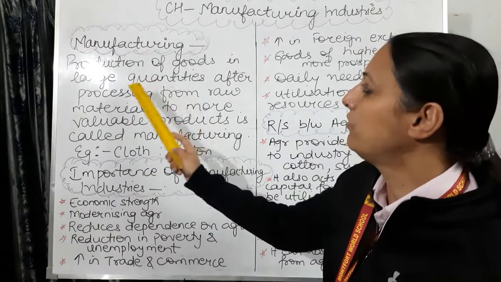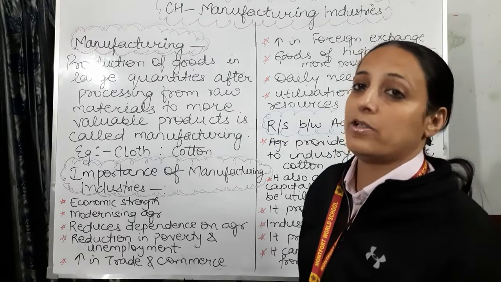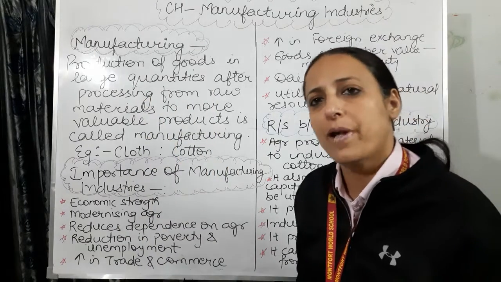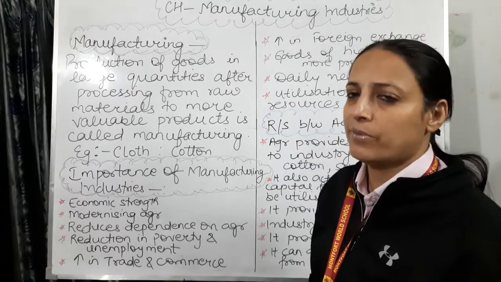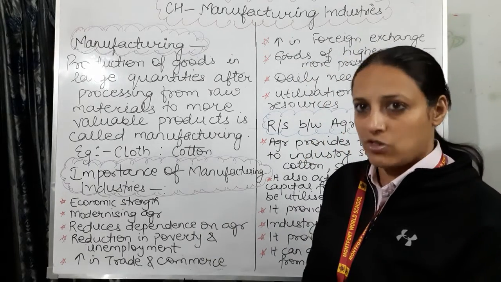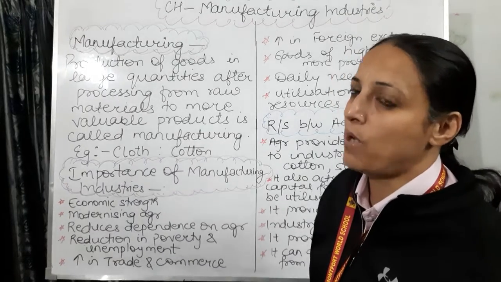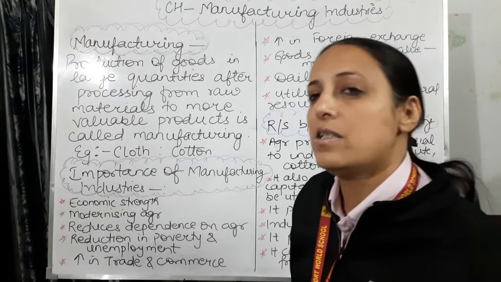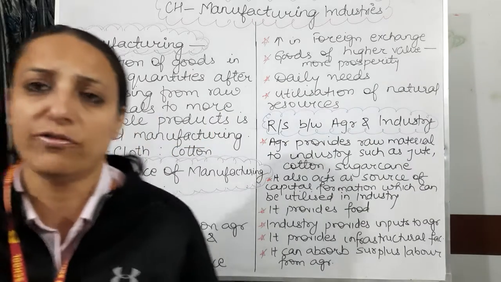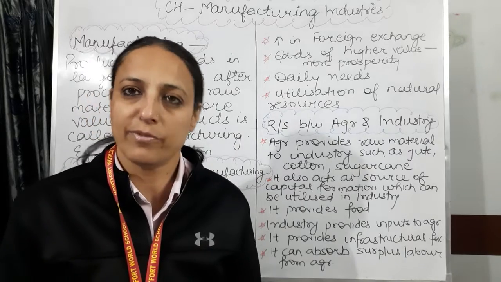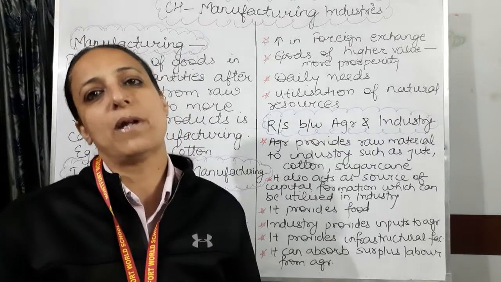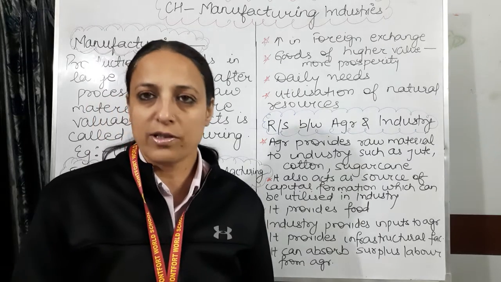So again, production of goods in large quantities. Mass scale production we are doing. We are producing goods in more number after processing from where? From the primary goods, that is the raw material we are getting from the primary sector, into more valuable products. So more value we are adding to the raw material, and then we are finally producing a finished or valuable product, and this entire process is called manufacturing. Very simple example, like cloth we are manufacturing from the primary good or the raw material which we obtain from the primary sector, that is agriculture, cotton. Similarly, sugar we are manufacturing from the primary product, that is sugar cane. So this was about manufacturing.